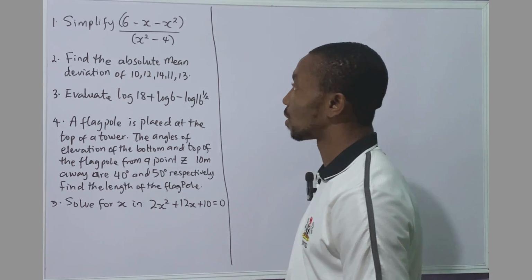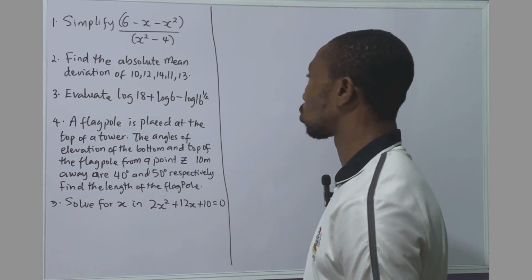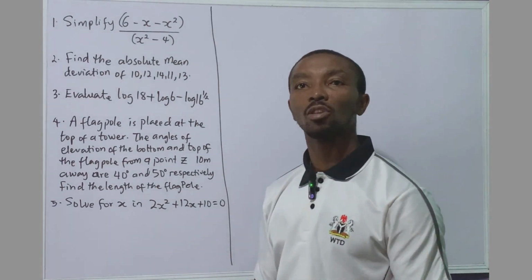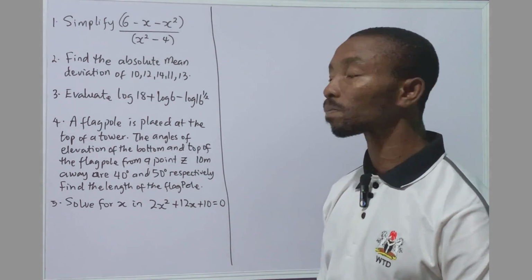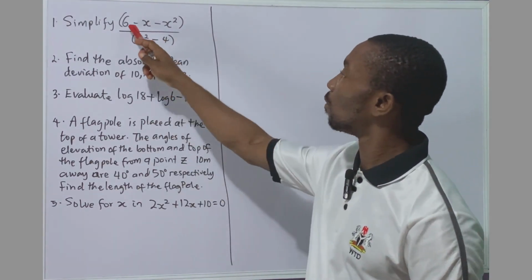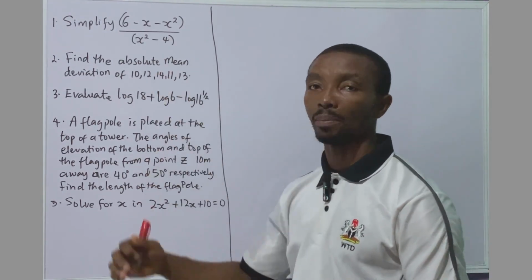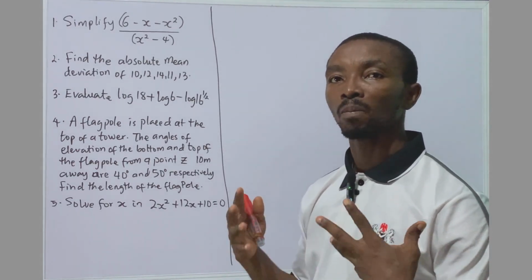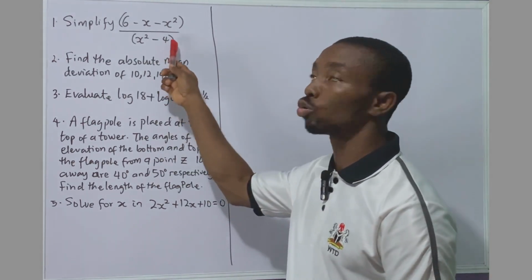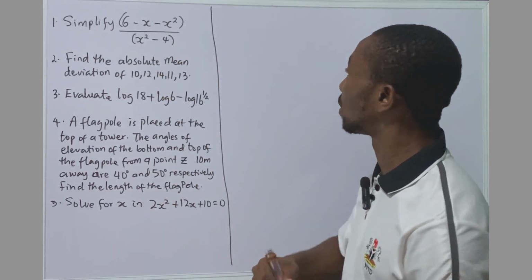Our first question says, simplify (6 minus x squared) divided by (x squared minus 4). In order to simplify this, what are we going to do? We are going to find the factors of the numerator, and for the denominator, apply the law of difference of two squares, since we know that 2 squared gives us 4.